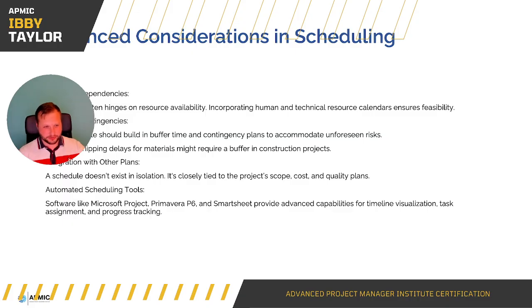So advanced considerations. Resource dependencies. Scheduling often hinges on resource availability. Incorporating human and technical resource calendars ensures feasibility. So risks and contingencies. Every schedule should build in buffer time and contingency plans to accommodate unforeseen risks, because they always happen. You always need that extra contingency time. You always need that extra buffer.